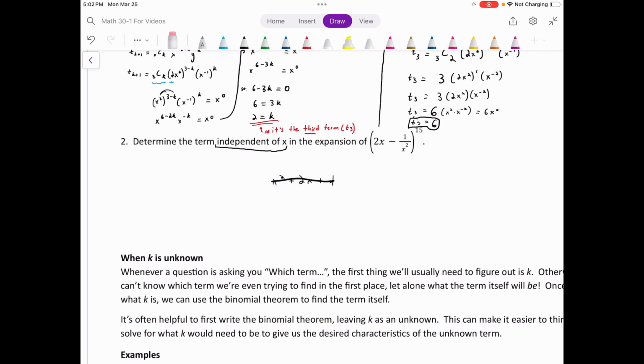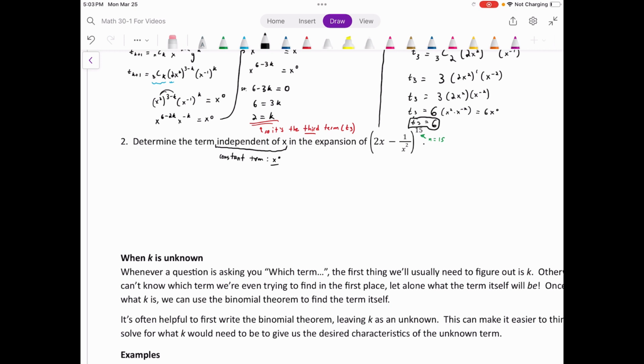It's another way of saying the constant term, okay? That's why it's constant. It doesn't vary when we vary x, which is the variable. For a constant term, we need x to the power of 0. So in the expansion of 2x minus 1 over x squared to the power of 15, we know our n is 15. But we don't know what k is because we don't know what term we're looking for. If it told us it was the fourth term, we would know k is 3. But we don't. The constant term is somewhere in the middle there.